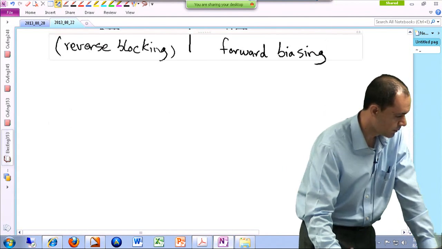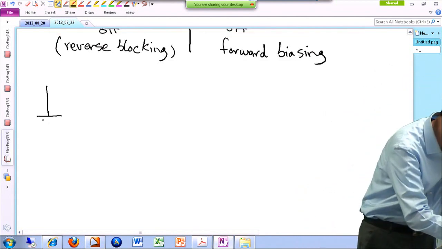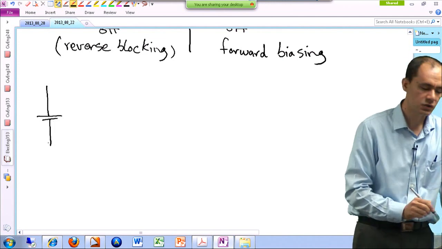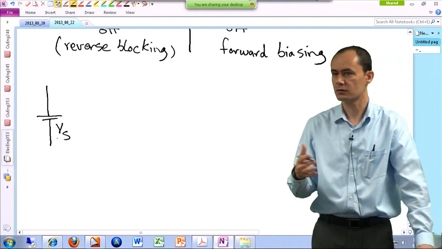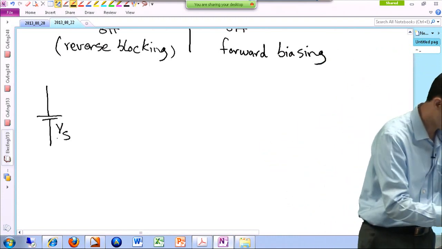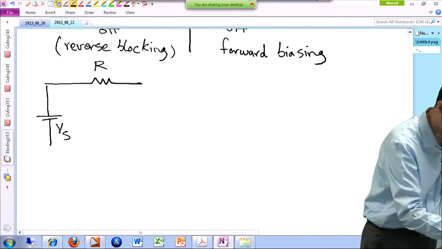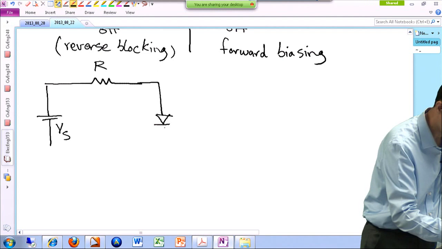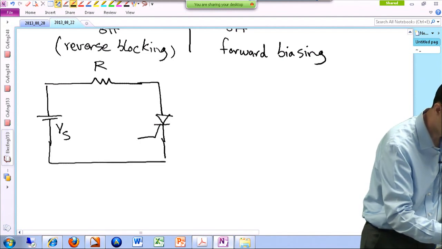So let's have an example. Let's say we have a circuit like this. We have a DC source, and I'm labeling this voltage V of source, the voltage of source, like a battery or a power supply. And then in the loop, we have a resistor to limit the current, and then we have a thyristor.